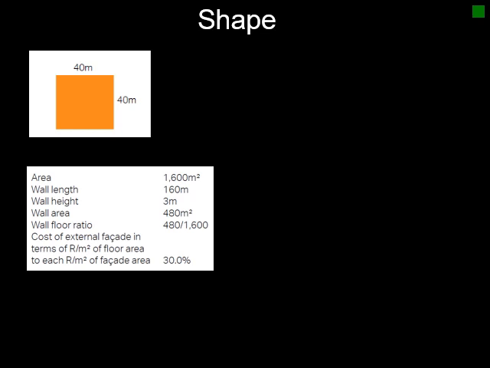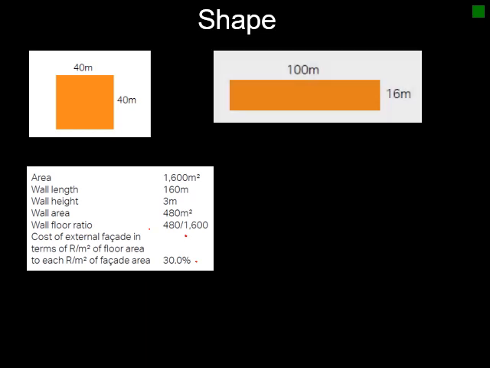total square meter area is 1,600 squares. The wall length is 160 meters. The wall height is 3 meters. The wall area is thus 480 squares. And then you've got your floor ratio of 480 squares over 1,600 squares. And you could calculate the cost of the external facade in terms of the rand per square meter of the floor area based on this. So it works out at roughly 30% of your cost.